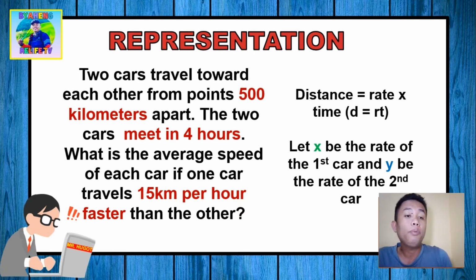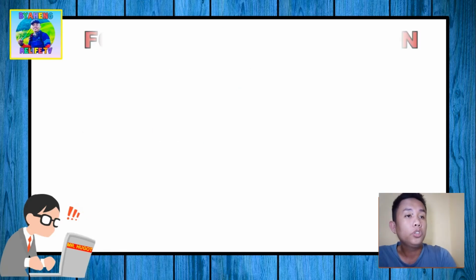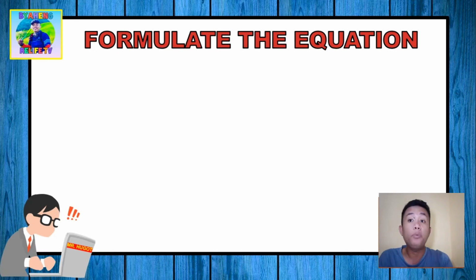So dito guys, we let x be the rate of the first car o yung speed ng first car, samantalang yung y naman ang speed or the rate of the second car. So hanapin natin ang bilis ng parehas na car para malaman natin kung ano ang magiging sagot natin. We're talking about the x and the y solution natin. Okay? So we're going to formulate our equations same with our previous video. Ganun pa rin ang gagawin natin.